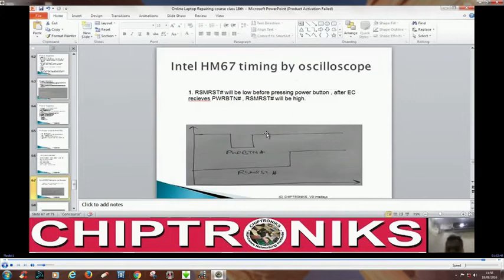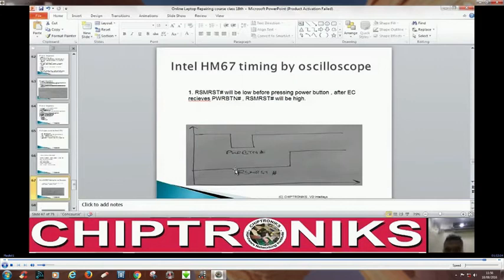When you are using an oscilloscope, you must learn to compare signals. That is, if you have a dual channel oscilloscope, you must use both channels of the oscilloscope to compare signals, to compare two neighboring signals.